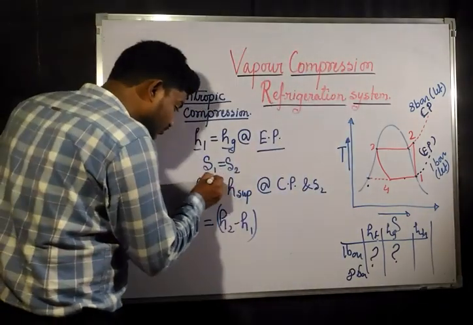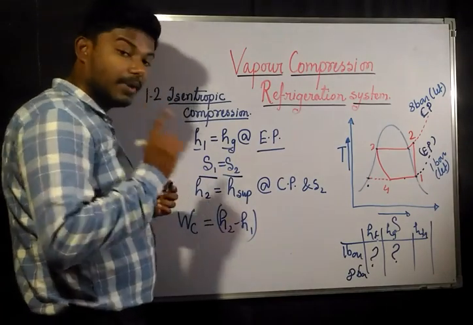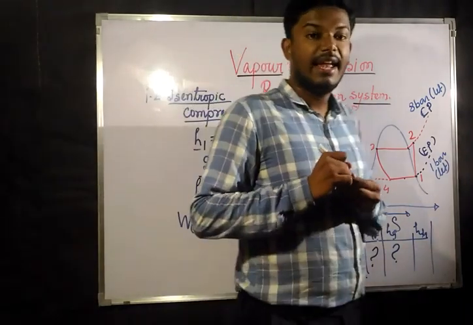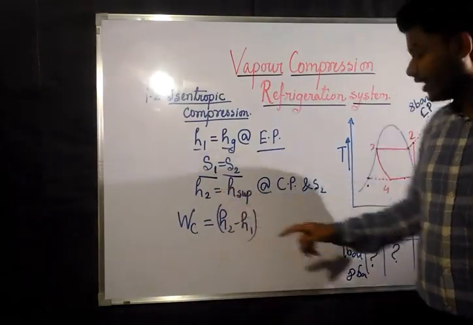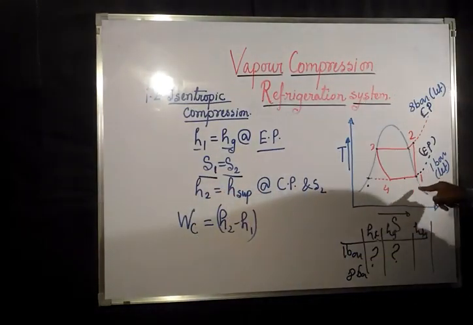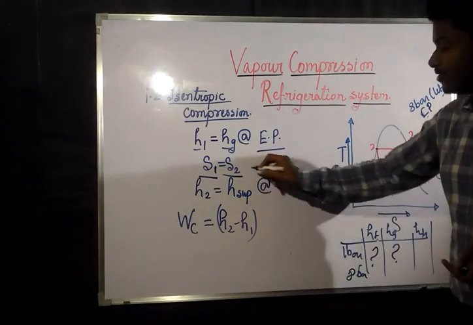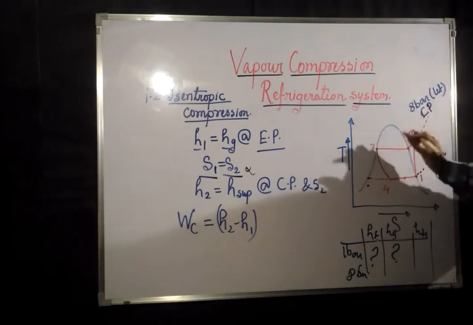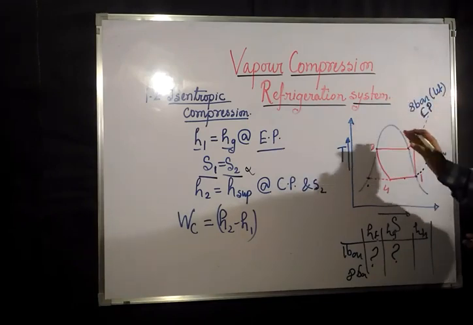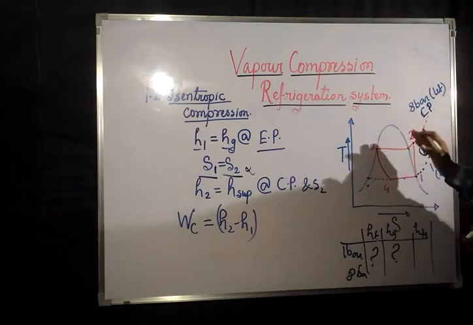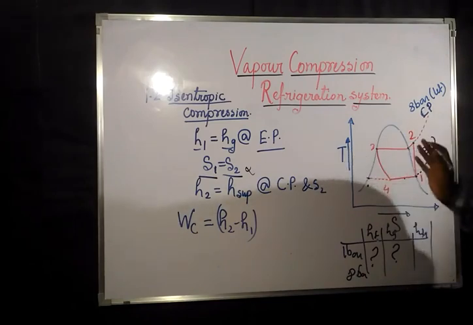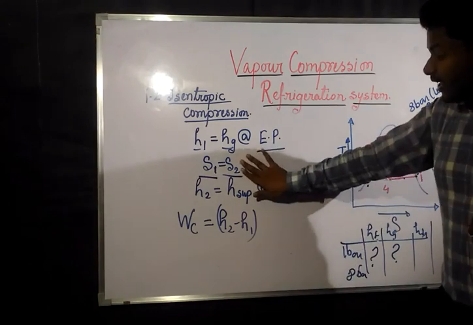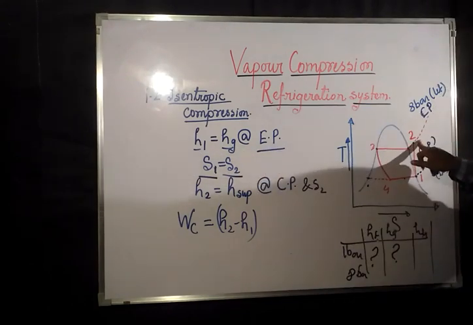You can see S1 is going to be equal to S2, but S1 is in the saturated segment. S1 is on the saturated gaseous line, but S2 is in the superheated zone. Superheated zone means that after converting the total liquid into the gaseous part, if you further heat that steam, then it is going to be superheated. So S2 is going to be in the superheated region.